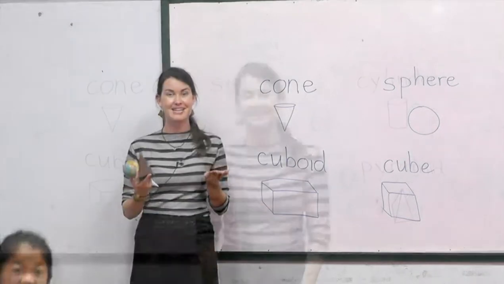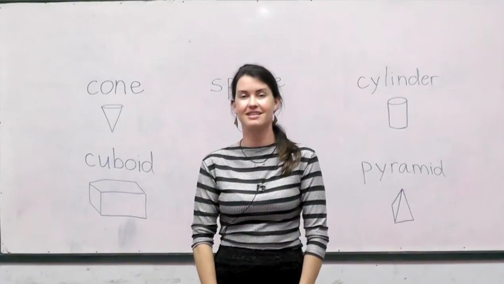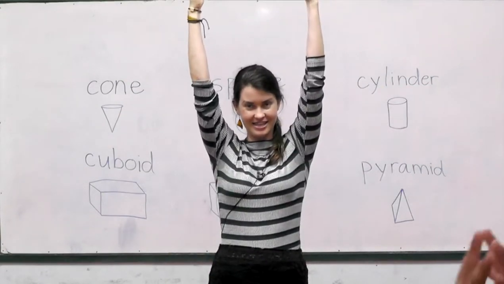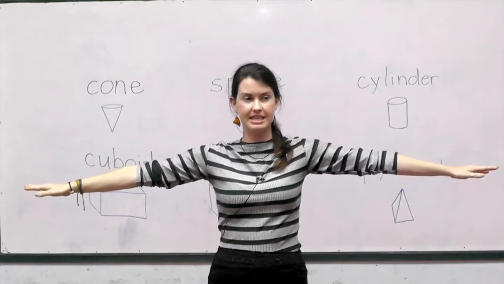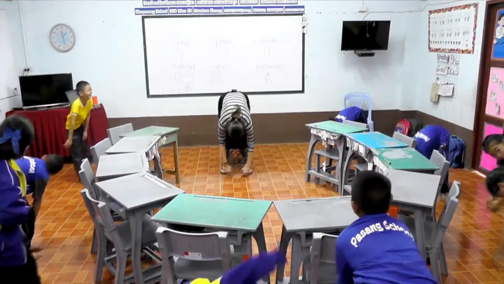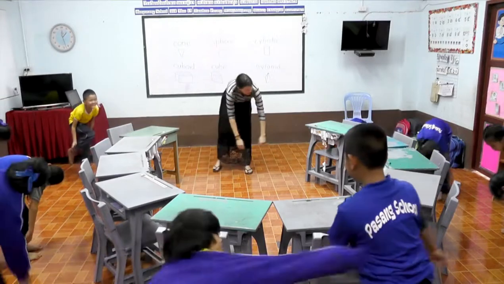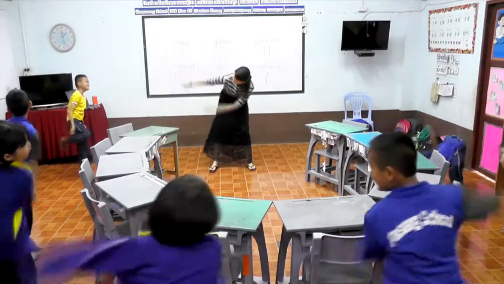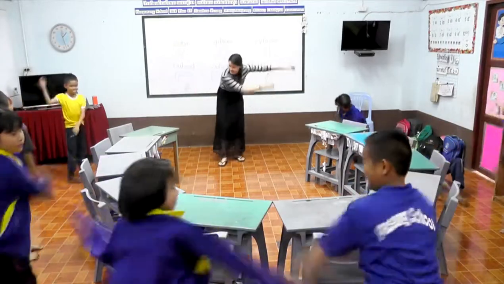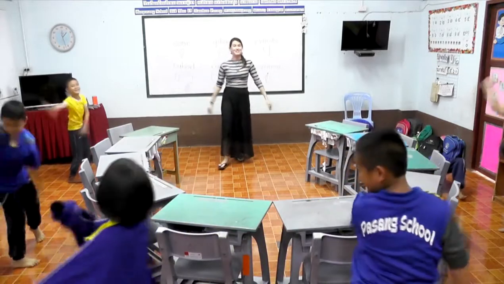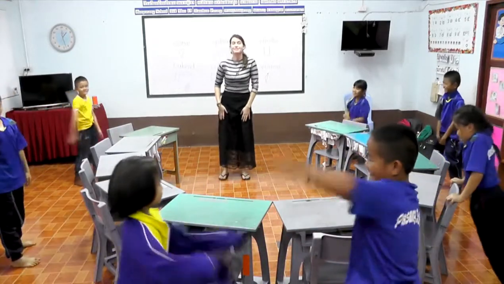Let's have everybody stand up. Okay, friends, everybody put your arms up high. Stretch all your fingers. Put your arms in a T. And touch your toes. Come up halfway. Swing your monkey arms. Very nice. Stand up straight and tall.